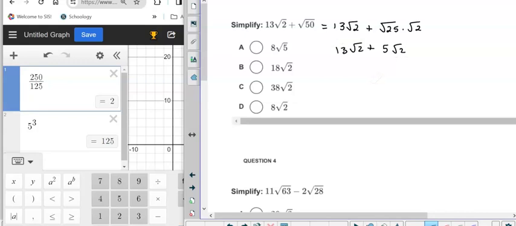So this simplified down to have a square root of 2. So they do have the same square roots, which means I can go ahead and put them together by adding the coefficients. So 13 plus 5, that's 18 square root of 2.